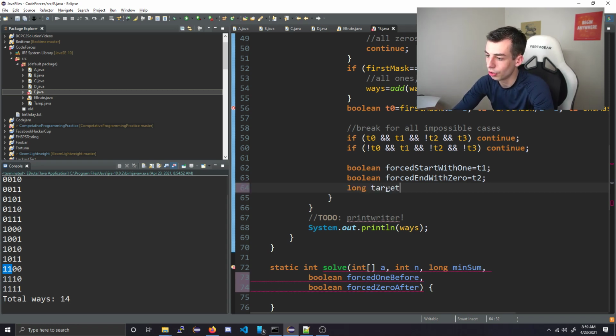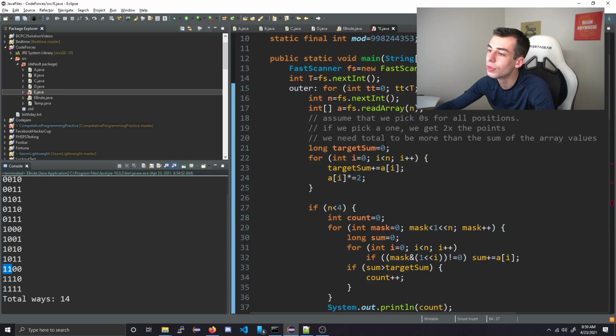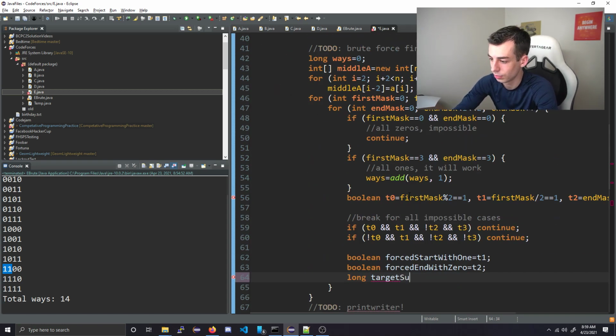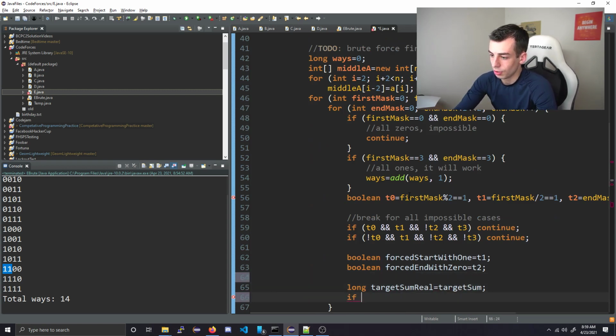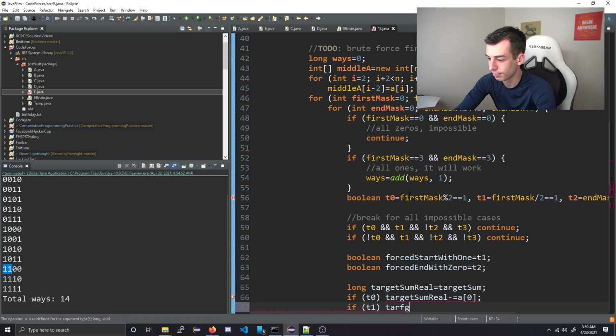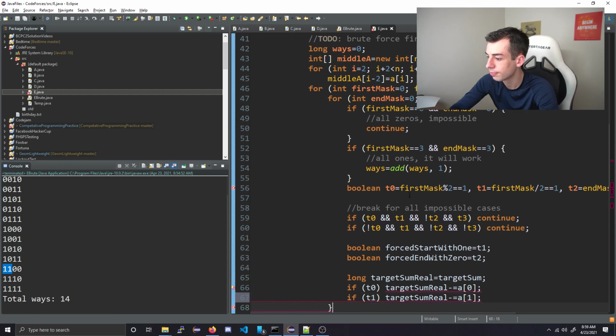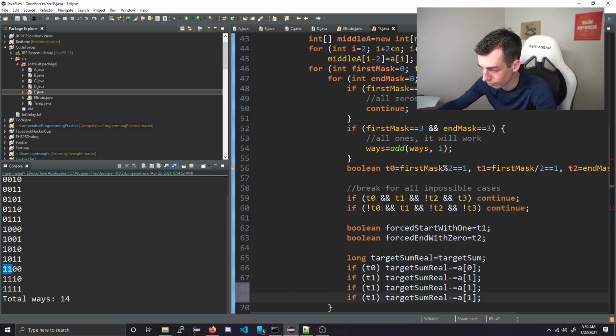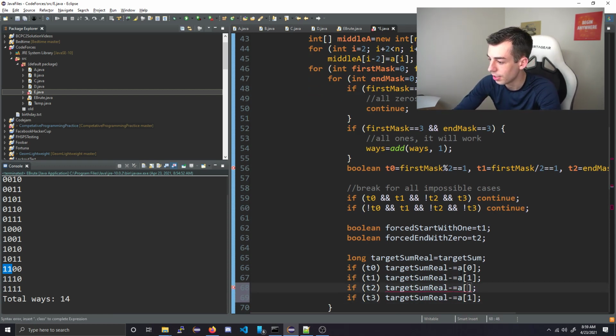So, long target total. Sum real equals target sum. So if T1 or if T0, target sum real minus equals A0, T1, then this is T2 and T3. This is A at n minus 2, n minus 1.